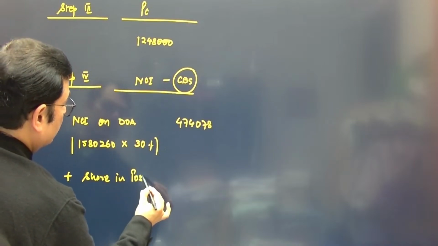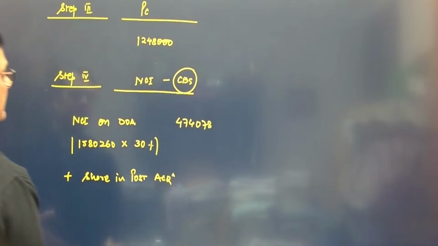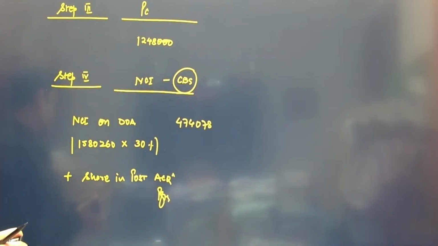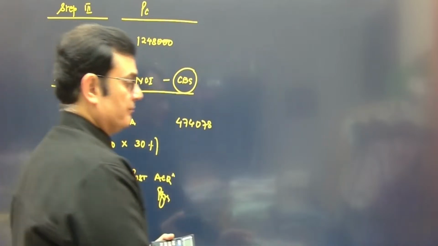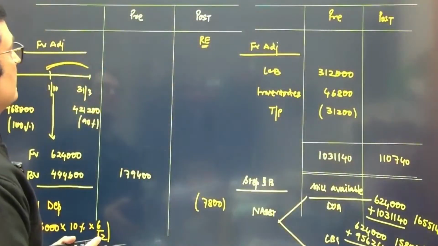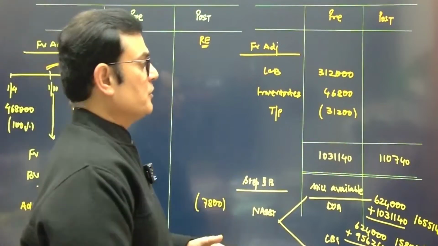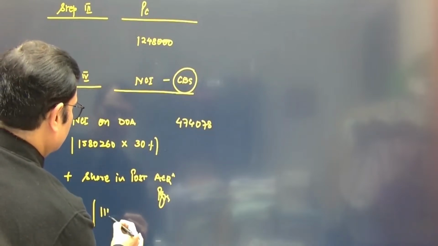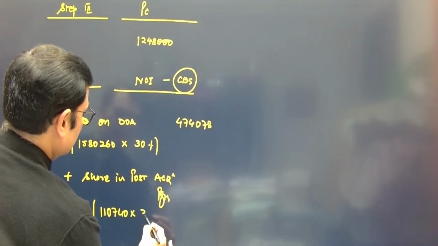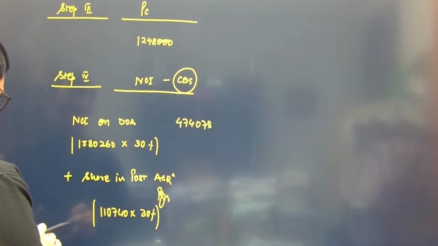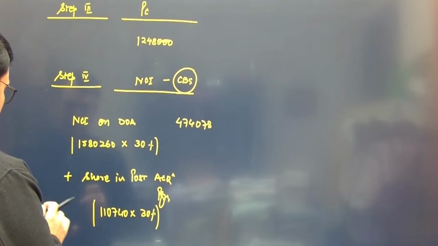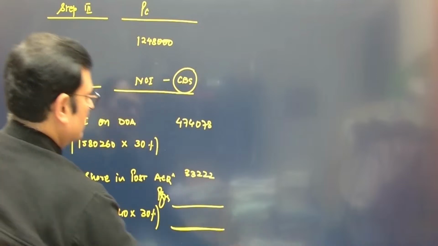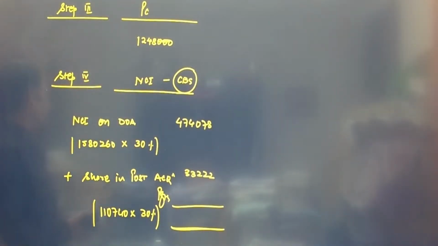And then we need to add the share in post-acquisition profits. We add the share in the post-acquisition profits as well. And we need to see which step for this purpose. Step number 2A, the post acquisition is 110740. So we take this as 110740. 30% of this belongs to the NCI. 33,222. Correct, 33,222, and this will give us the NCI on the balance sheet date.